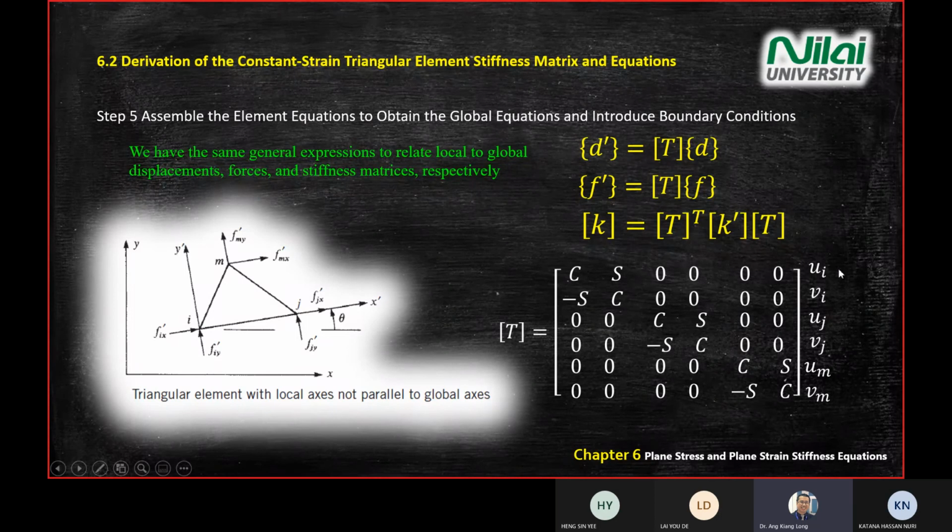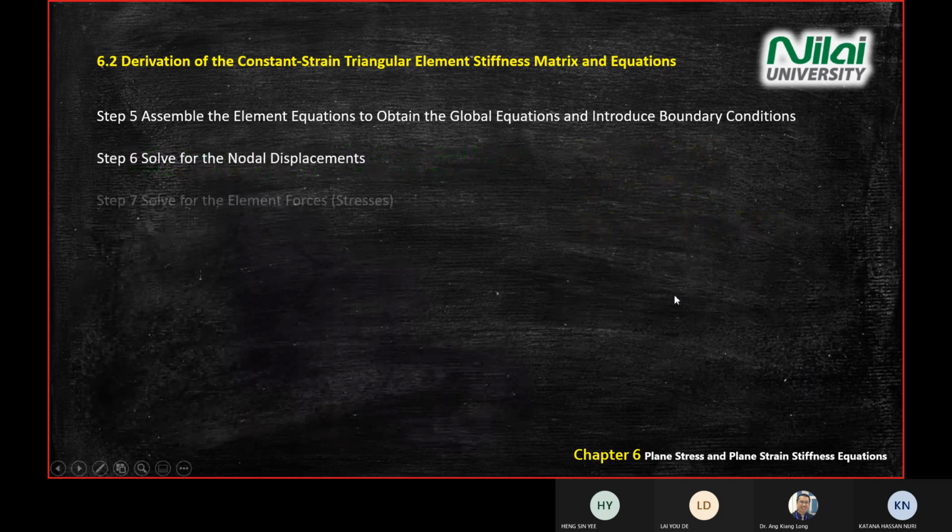The side note here, I put UI, VI, UJ, VJ, UM, VM. This is just the coordinate for all the numbers here, same as at the top. You can write it at the top or at the side. So the first two columns are point number 1, the middle two columns are point number 2, and the last two columns are the third point, like what we practiced previously. And then you solve for displacement, and solve for the forces.